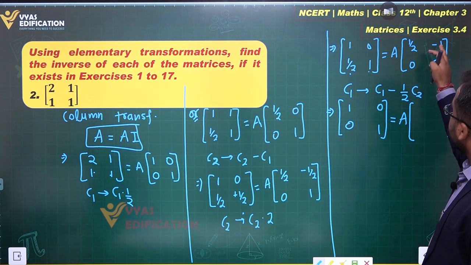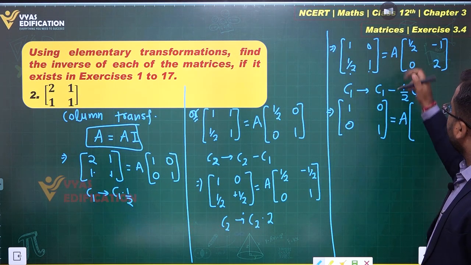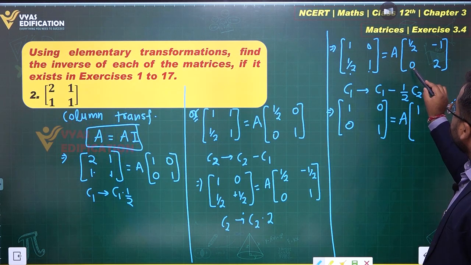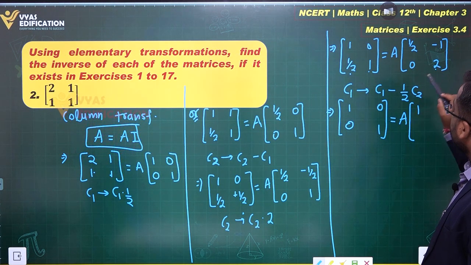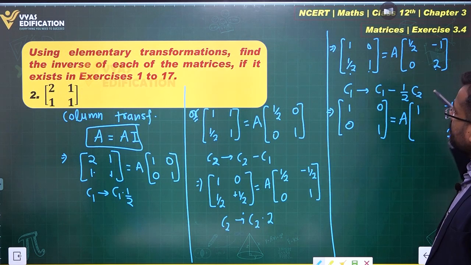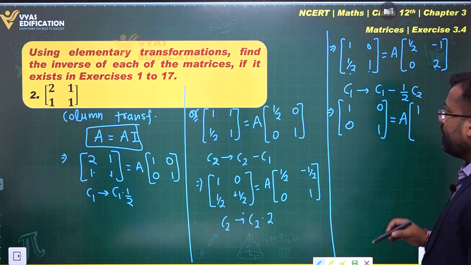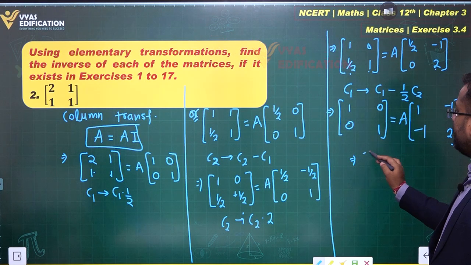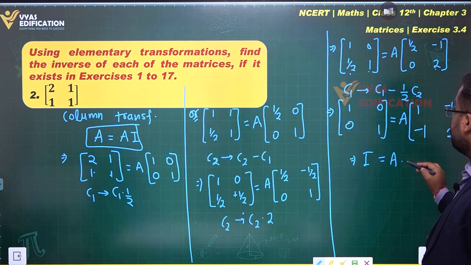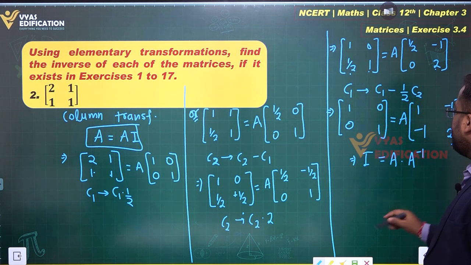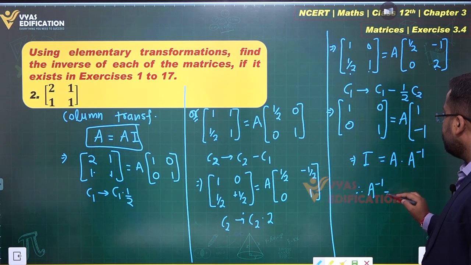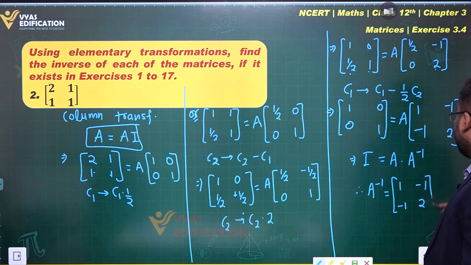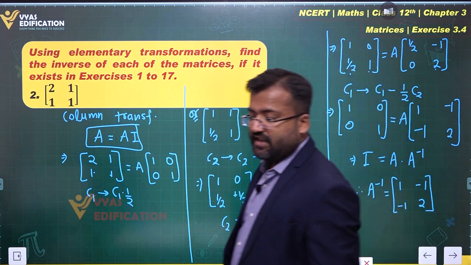C1 would be half minus half times minus 1. Minus half times minus 1 will become plus half. Half plus half would be equal to 1 over here. What next? 0 minus 1 by 2 times 2, which is 0 minus 1. This is minus 1 over here. This is what you get. And this is of the form I equals A times another matrix, and that matrix would be A inverse. Therefore, A inverse is this matrix: 1, minus 1, minus 1 and 2. This is the matrix A inverse.